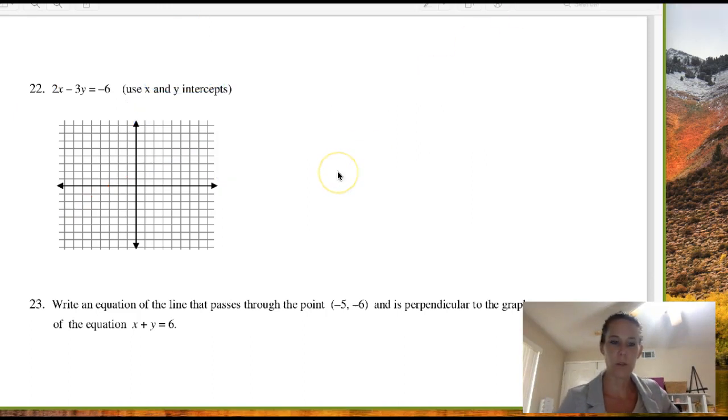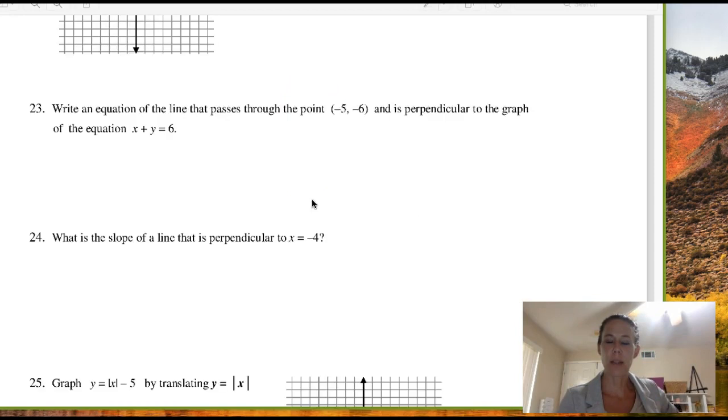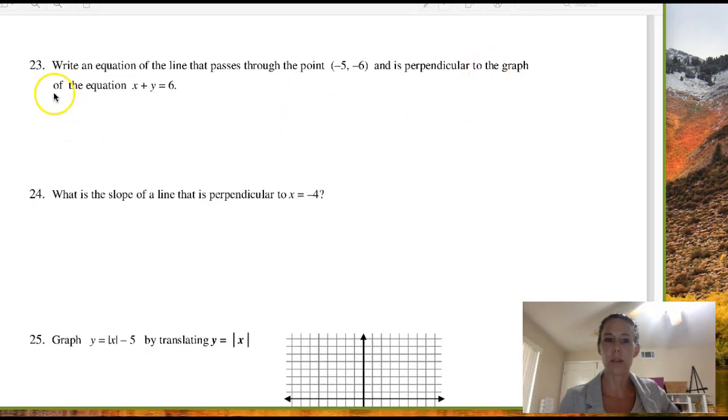Let's go on to 23. Write an equation of a line that passes through the point negative 5, negative 6, and is perpendicular to the graph of this equation. Okay, real quick, review perpendicular and parallel.